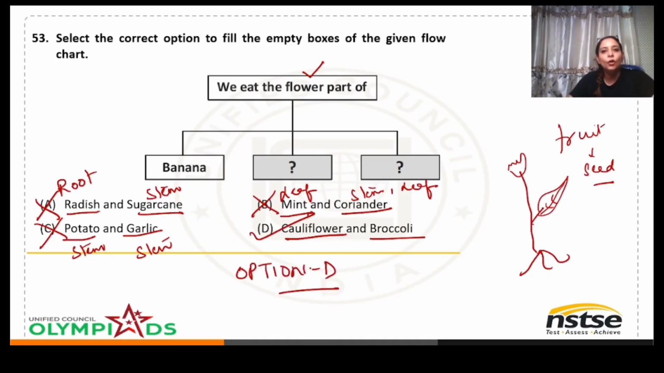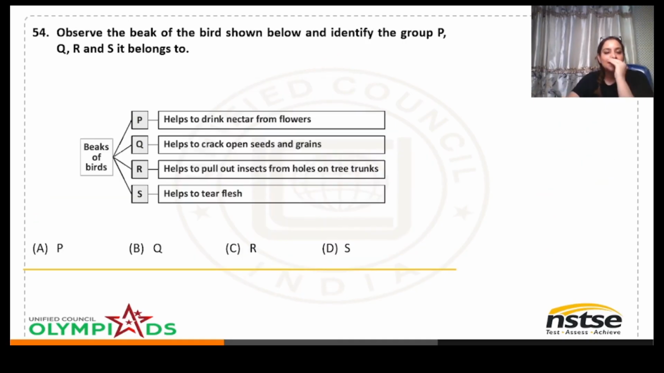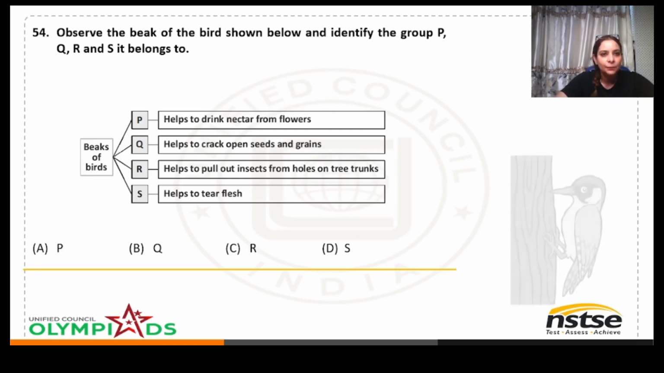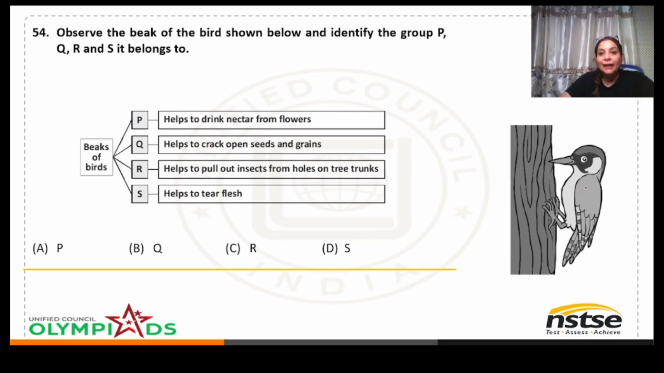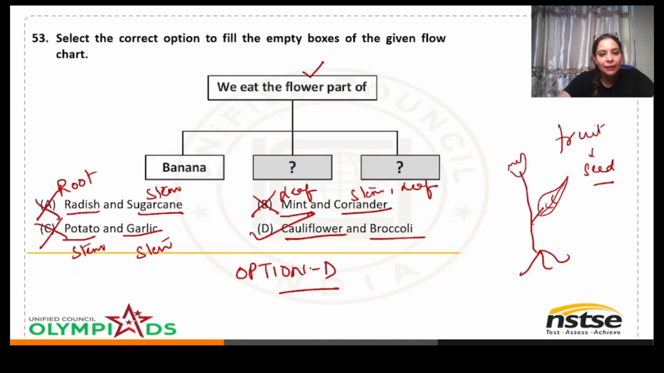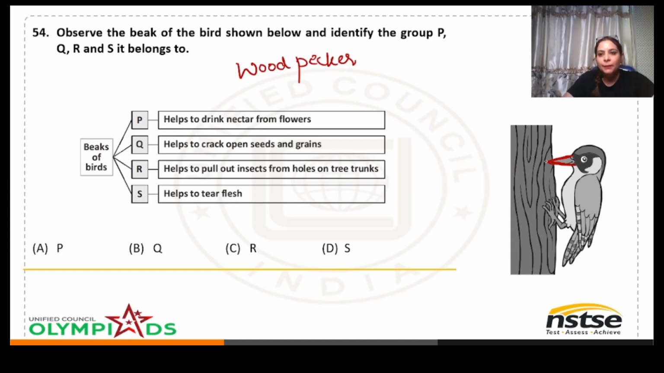Which is the correct answer? Option D. Next question says, observe the beak of the bird shown below and identify the group PQRS. So here we have a picture, and I think you are able to recall this bird. Yes, you got it right. By looking at it, you can make out it is a woodpecker. It is a woodpecker because you can see that it has a long, strong beak, and through it drills into the trunk to grasp insects, and by doing so it takes up the insect inside, or it acts as a nutrient for the woodpecker.